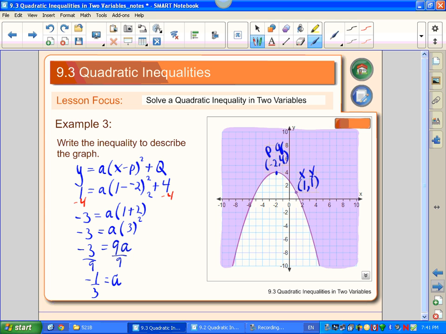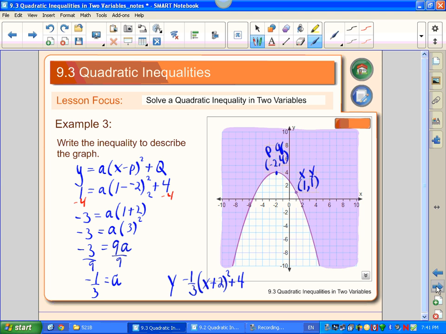So I actually have the equation for this inequality. So we have, make sure I have room, y, and I have negative 1/3 x. Remember, it's subtract a negative 2, so that's plus 2 squared plus 4. So there's what I would have for the equation.